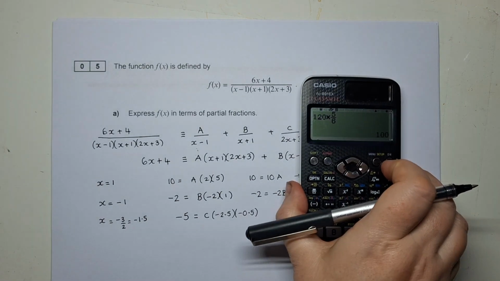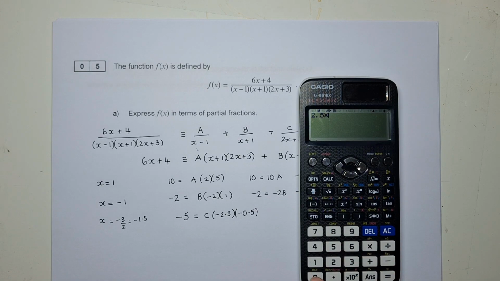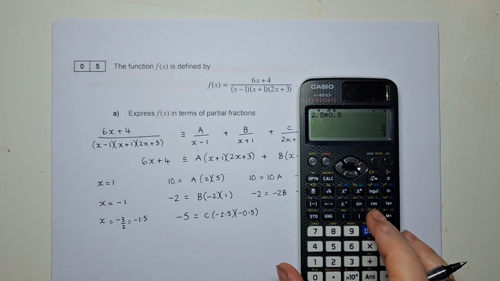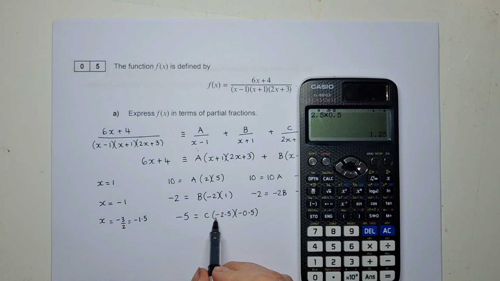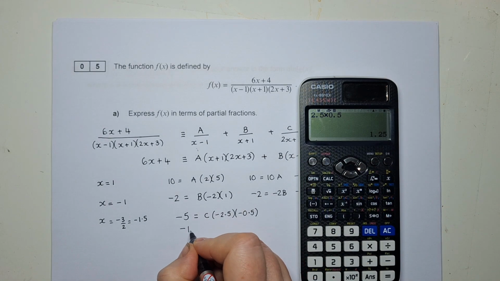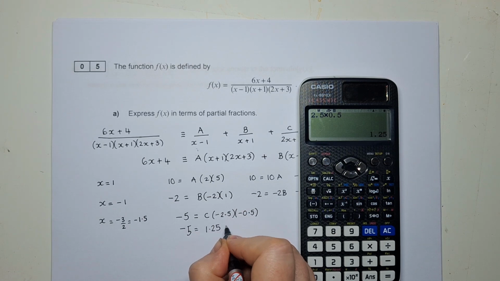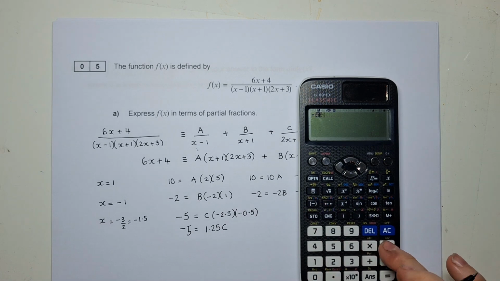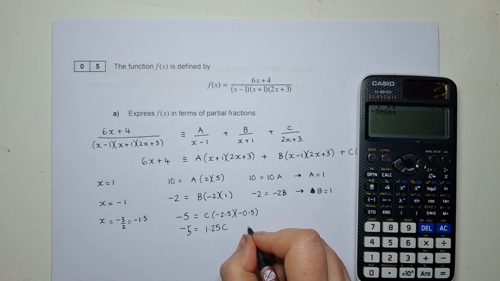Okay, so we have negative 2.5 times negative 0.5, which is going to give us 5/4 or 1.25, and of course minus times minus makes plus. So you get negative 5 is 1.25c. Negative 5 divided by 1.25 gives you negative 4. So c is negative 4.